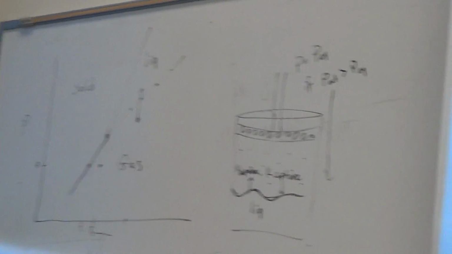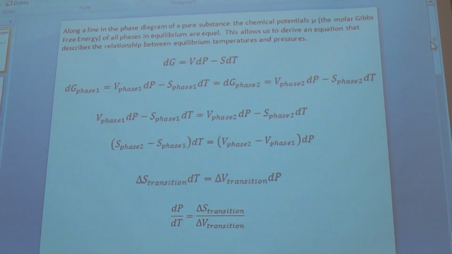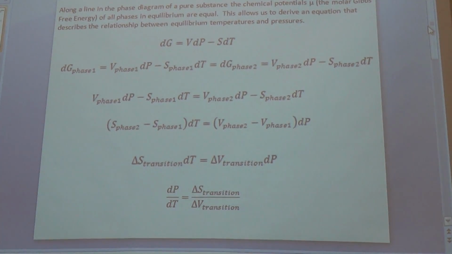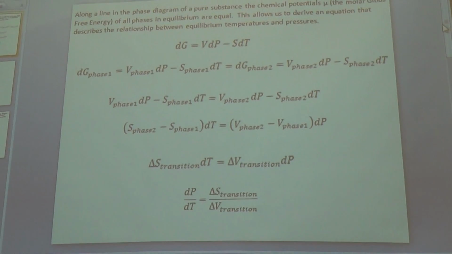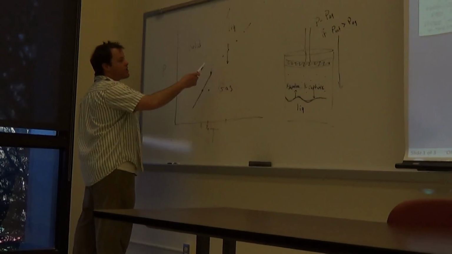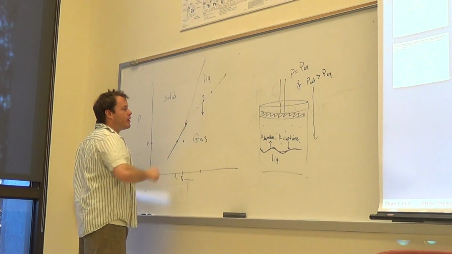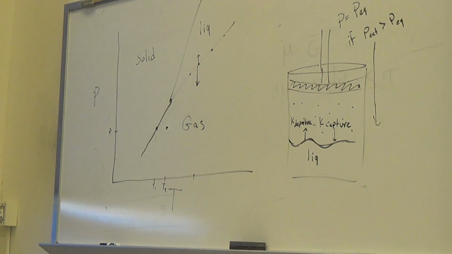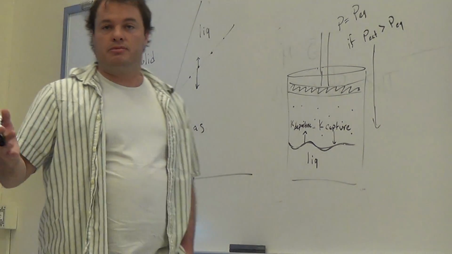All right, so now we do some math. What we're trying to look at is defining a situation that we know must be true. If we're at a position on any of these curves, on the solid-gas boundary, the liquid-gas boundary, or the solid-to-liquid boundary, if we're sitting directly on those lines, then we know that the chemical potentials of each phase are identical, that they're equal. If the chemical potentials weren't identical, then we wouldn't be in equilibrium.